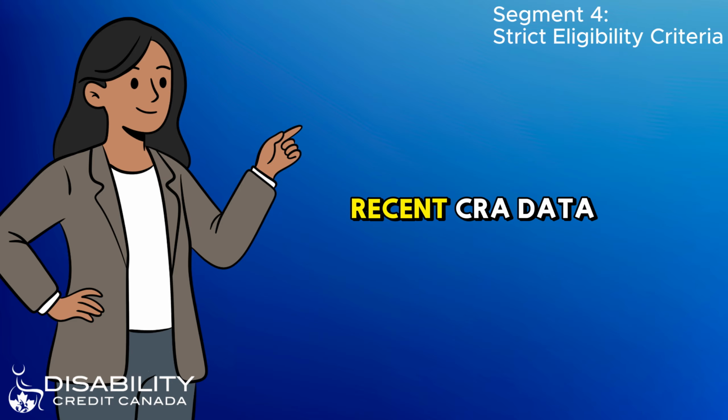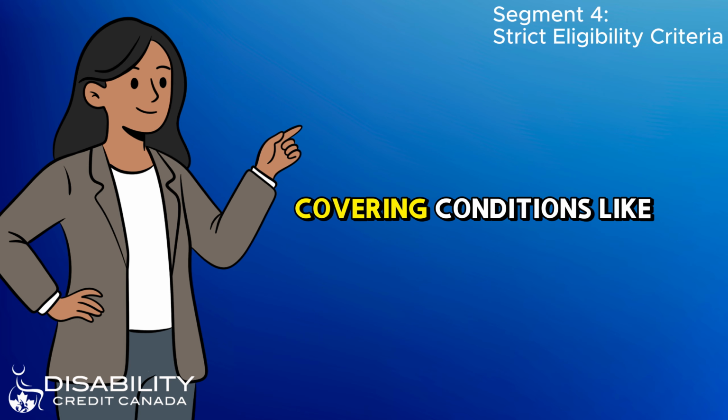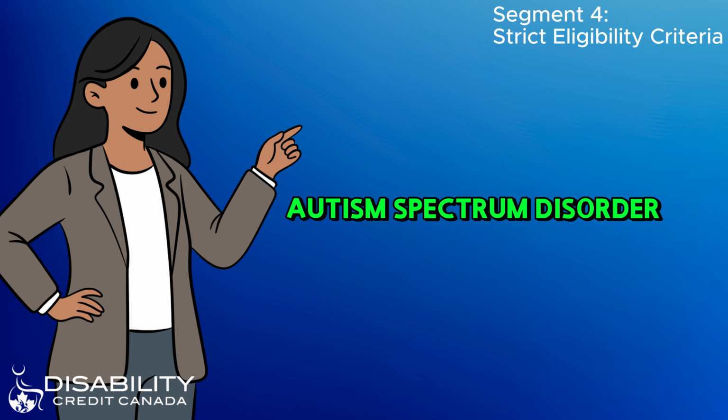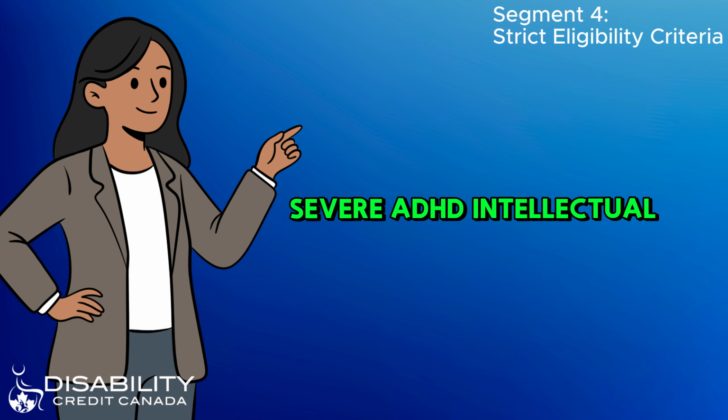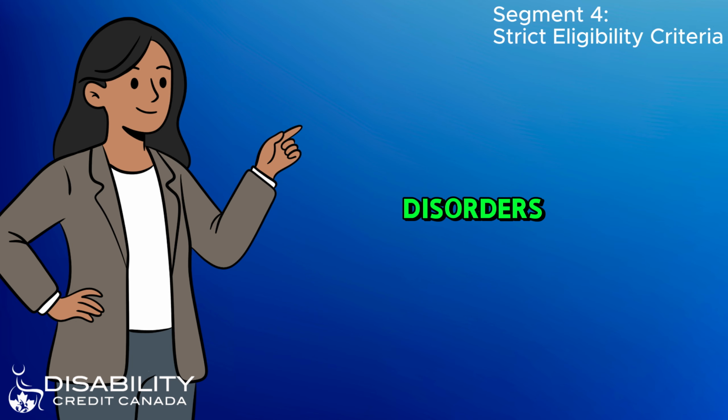Interestingly, recent CRA data shows that the vast majority of child DTC approvals, roughly 60 to 70%, relate to limitations in mental functions necessary for everyday life, covering conditions like autism spectrum disorder, severe ADHD, intellectual disabilities, and learning disorders.